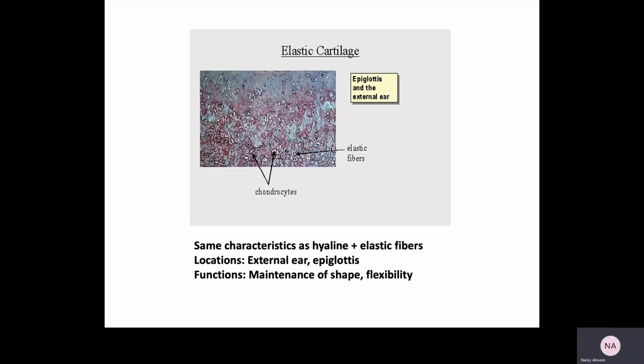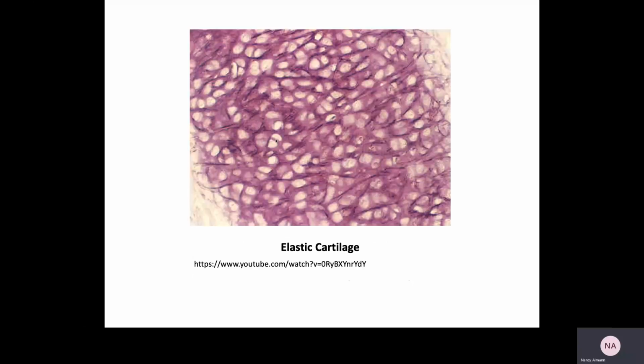In your external ear. If you ever flip your ear down, it flips back into place because of the elastic cartilage. It is also going to be found in the epiglottis, and its job is to help maintain shape of the structure and provide flexibility. So you can see the lacunae. It's a little bit harder to see the chondrocytes in this, but you can see that the matrix kind of looks like it's got stuff in it, and it's because it does. It has those elastic fibers in it.